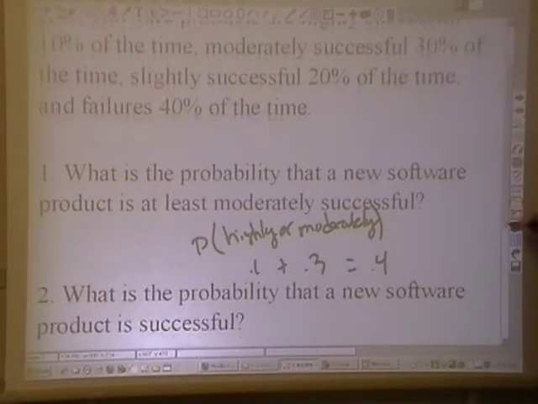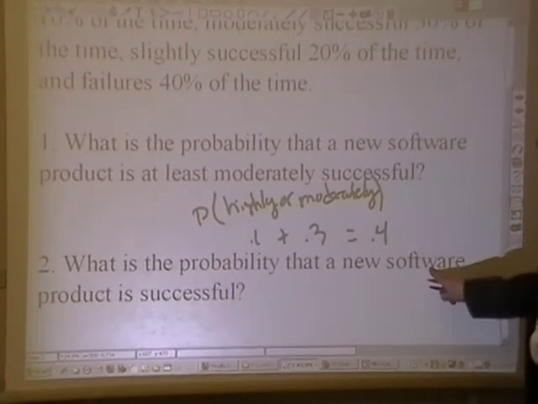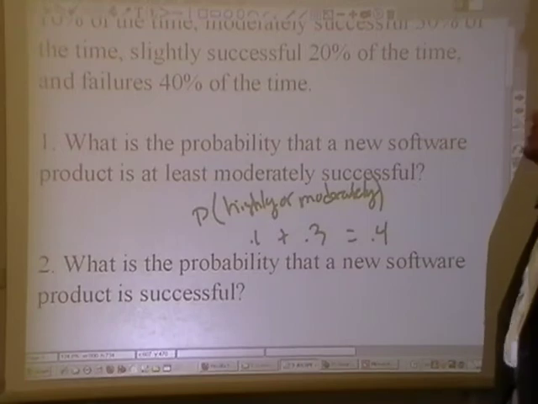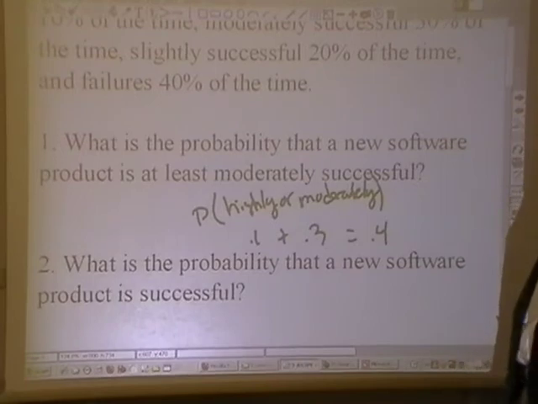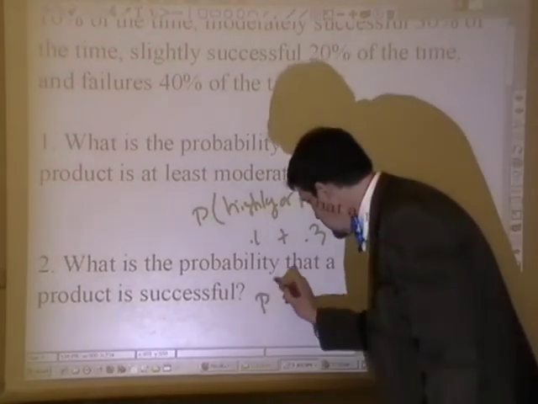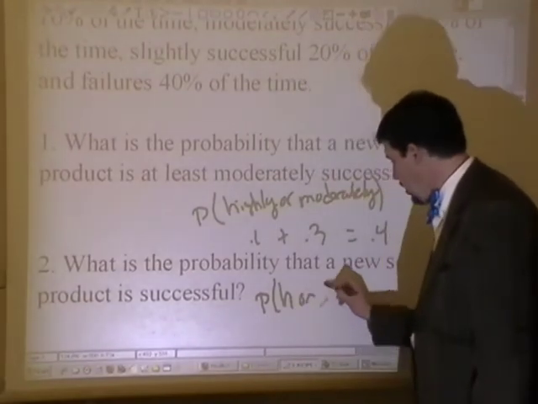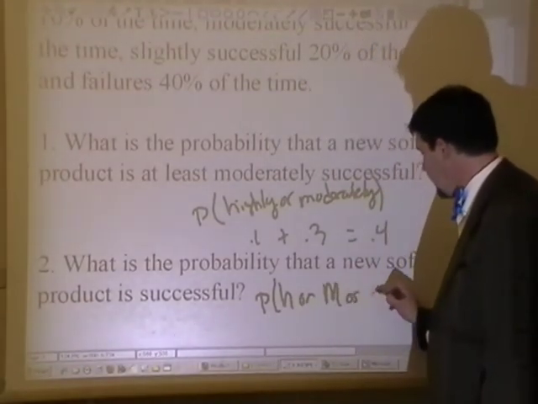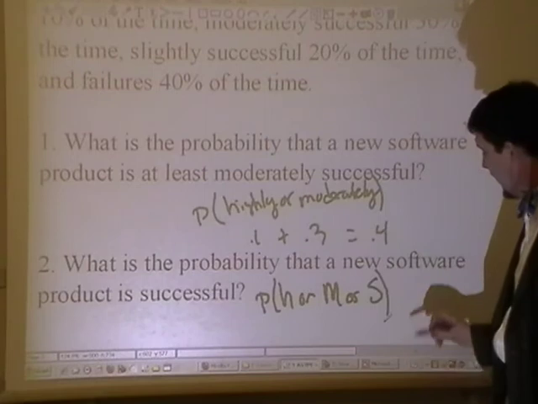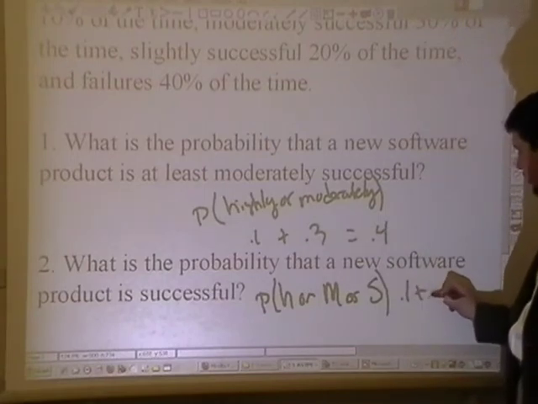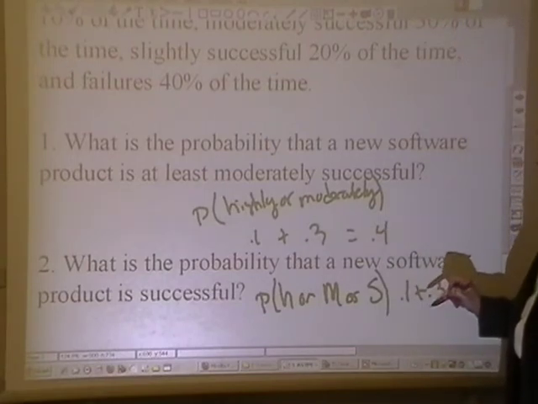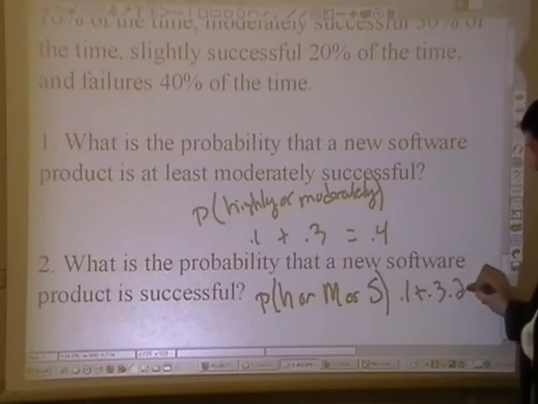What is the probability that a new software product is successful? Well, let's see. If it's successful, it could be highly or moderately, or it could be slightly successful. Highly is 0.1, moderately is 0.3, slightly is 0.2. Add them together, you get 0.6.